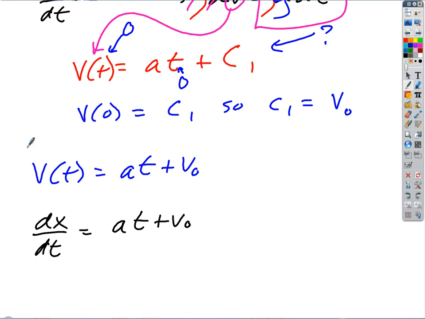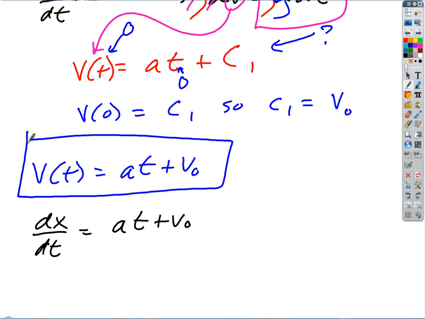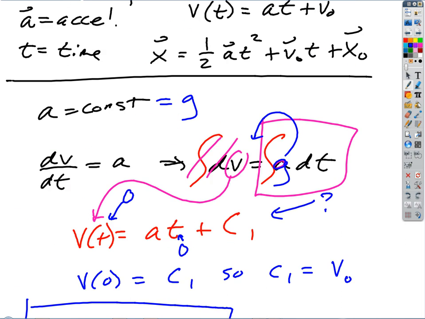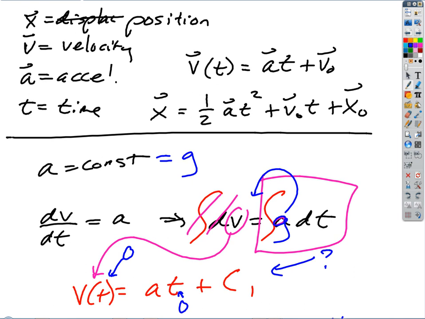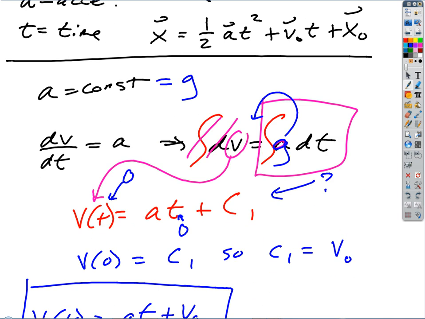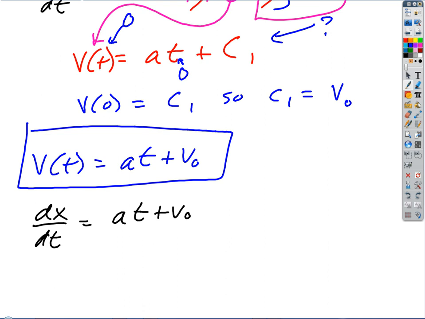And so there's our first formula. First kinematics equation. The velocity as a function of time for any constant acceleration is just acceleration times time plus whatever the initial velocity was. Right? Okay, that's good. And then we can just do that again. We know that v equals dx dt, and so we can set up another differential equation that we can solve, right?